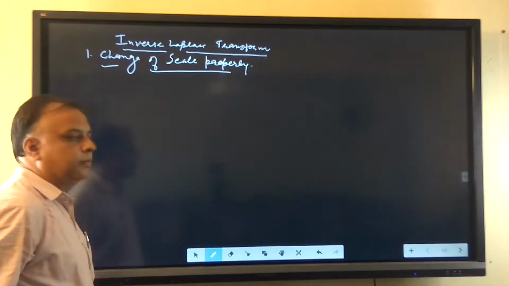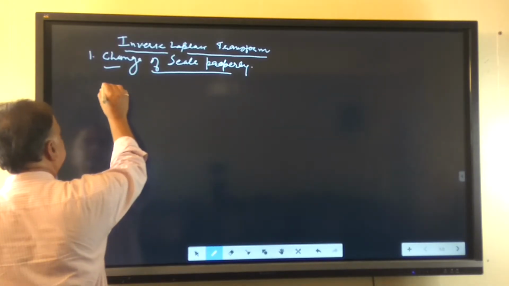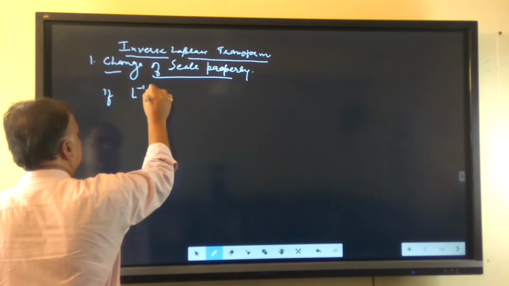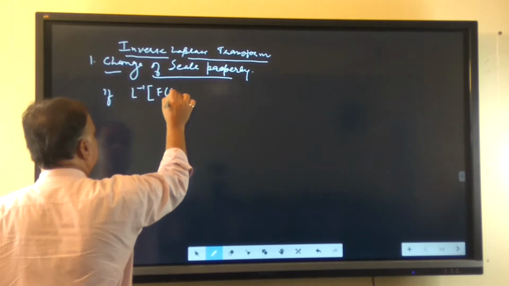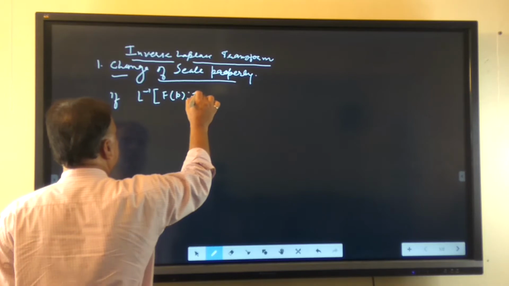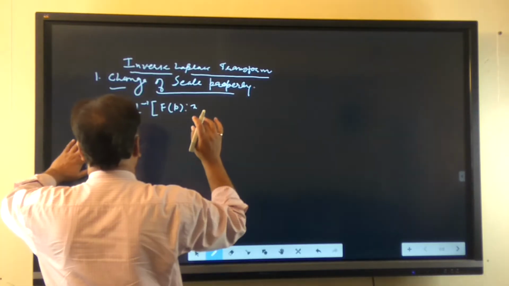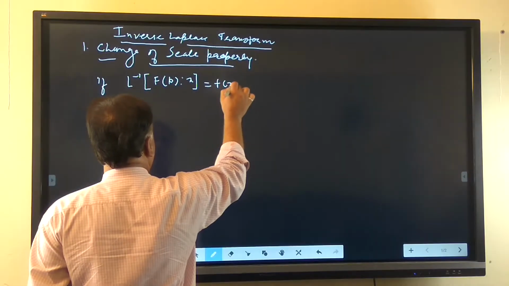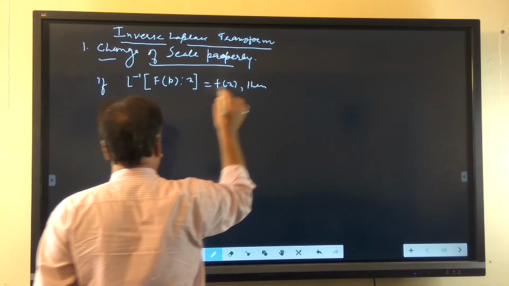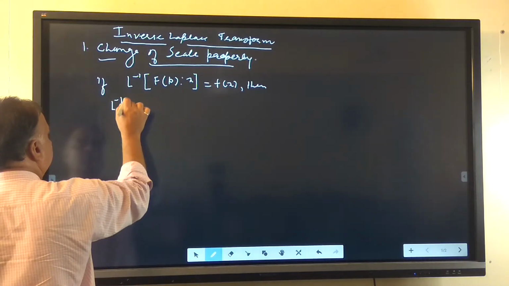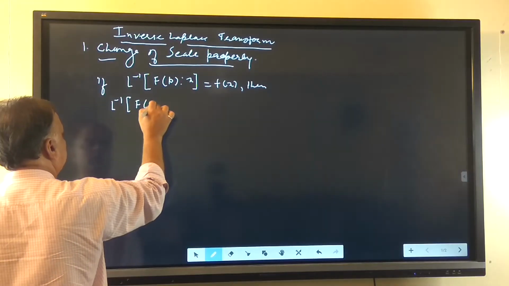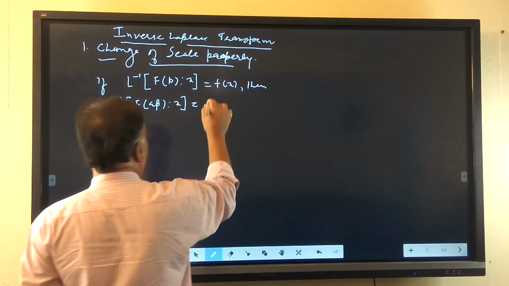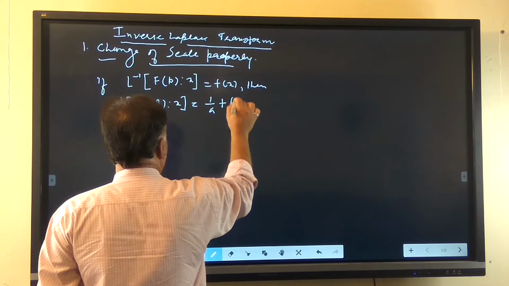The statement of this property is: if the inverse Laplace transformation of a function F(p) with respect to x is equal to f(x), then the inverse Laplace transformation of F(ap) with respect to x is equal to 1/a f(x/a).